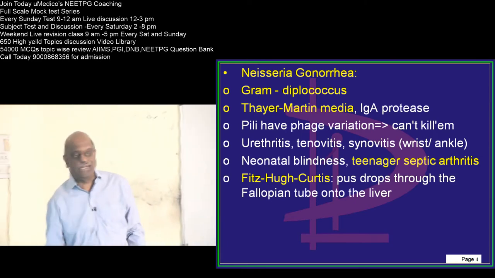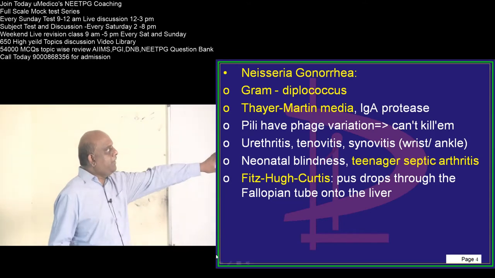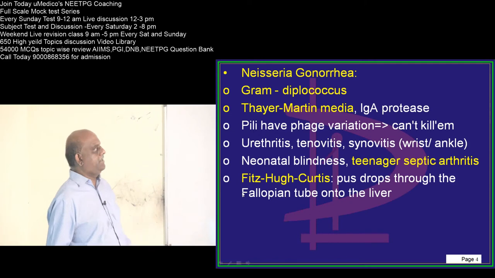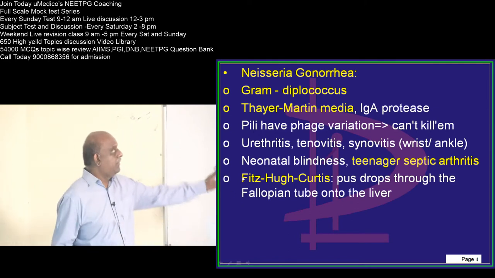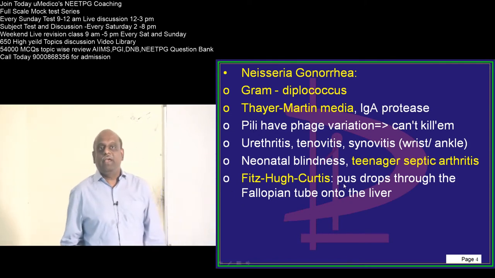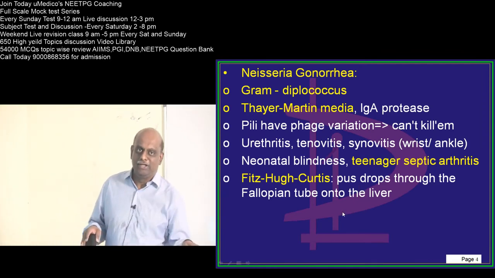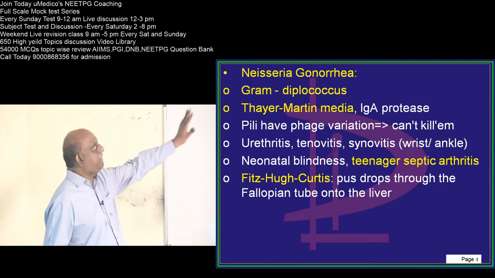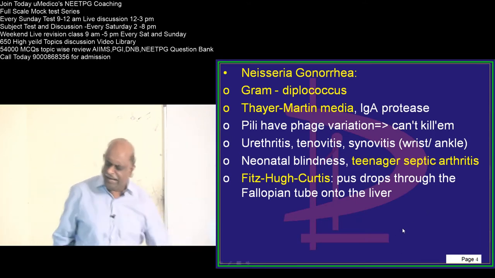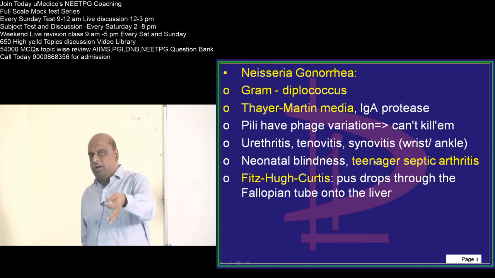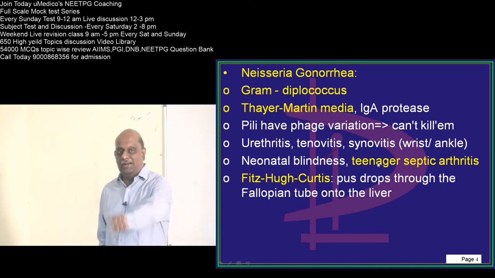Sometimes they become resistant. Then they can lead to neonatal blindness, urethritis, tenosynovitis, synovitis, and they can lead to Fitz-Hugh-Curtis, where the pus through the fallopian tube spreads into the liver, is the one which you need to remember about Neisseria gonorrhea. In this entire story, only one thing you should not forget, doctor. Thayer Martin, you should bookmark.